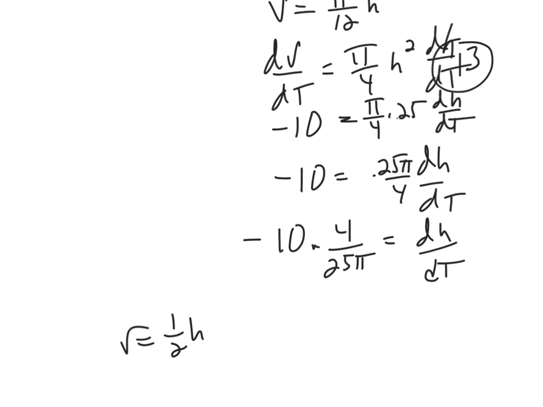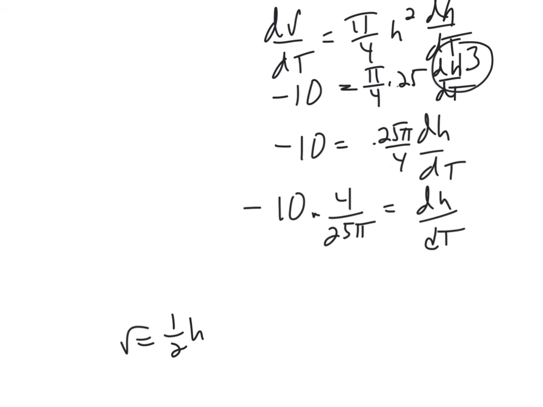And then let's see here, what cancels? I can cancel out a 5 out of that, a 5 out of that. So isn't that -8 over 5 pi? So that is an exact value.